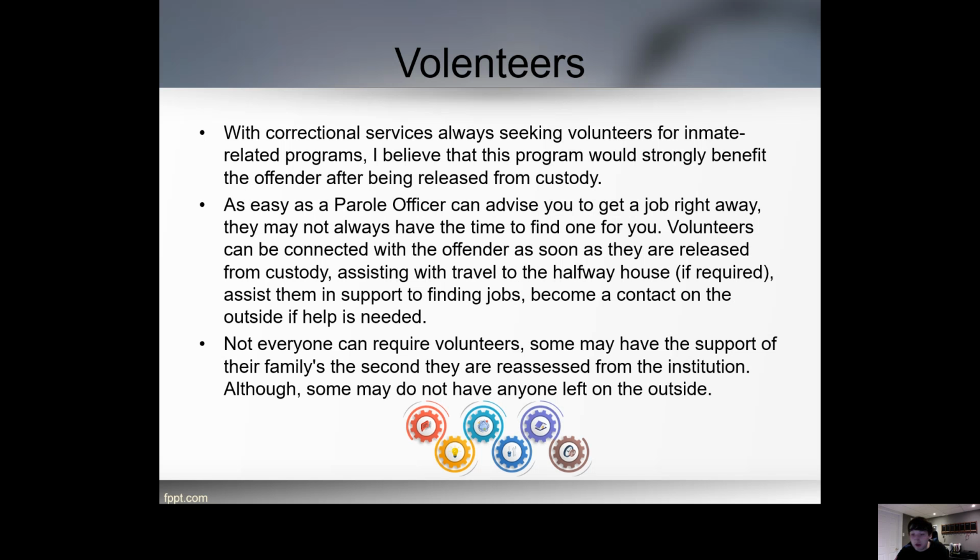Not everyone requires volunteers. Some people have their family waiting at the door when they get released from the institution. Sorry, there's a typo there, it's released from the institution. Although some people may not have anyone left on the outside. I mean, if you were incarcerated 25, 30 years in federal, you get out and no one's left anymore. You're alone, you're on your own. You would need that extra post-release support.